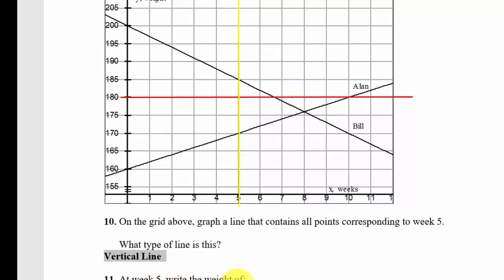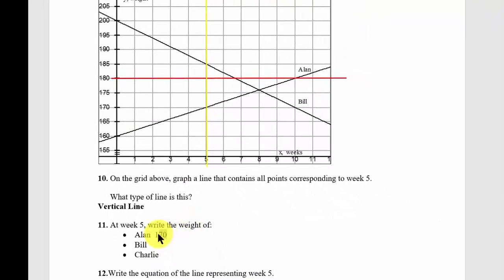At week 5, write the weight of Alan, Bill, and Charlie. So Alan's weight at week 5, it looks like he's 170 pounds, right? So this diagonal here is Alan's weight over time, and at week 5, he's 170 pounds. And then we have Bill, at week 5, this line that's sloping down was Bill's equation. Remember, he was losing 3 pounds per week. Looks like he's 185 pounds at week 5. So I'll type in 185.